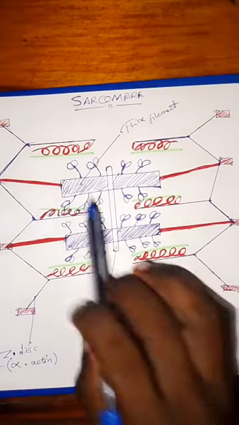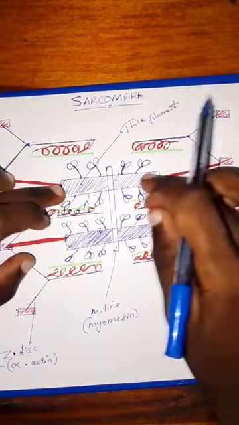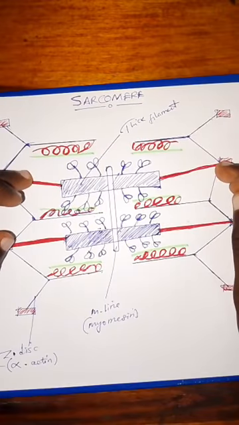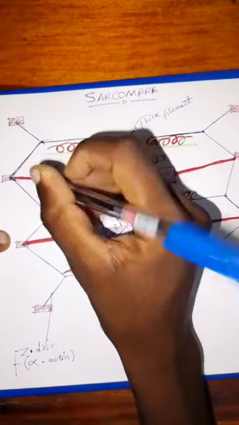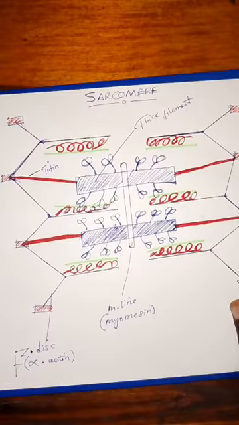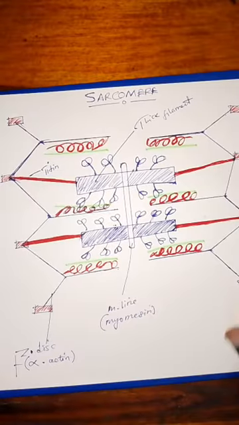Right. So I said this is the thick filament. Since this is the thick filament, there is a protein which connects the thick filament in place. So what is this protein called? This protein is called titin. Okay, so this is called titin.